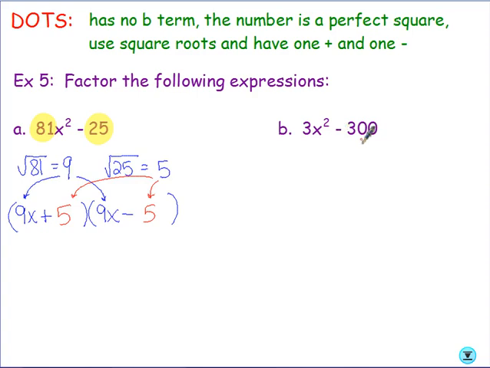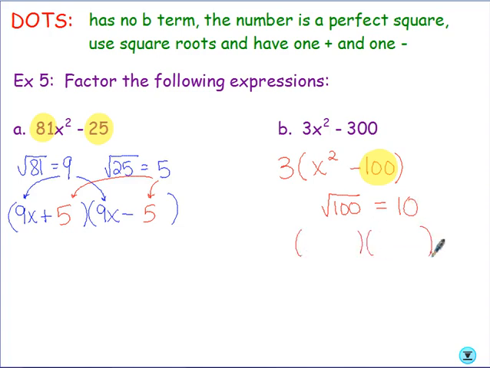3 and 300 can both be divided by 3. 3x squared divided by 3 is x squared. Negative 300 divided by 3 is negative 100. Now, let's take a look. We have a 100 left over. 100 is the only number that we have left. Let's see if that's a perfect square. What's the square root of 100, everybody? Is your calculator giving you a nicer number this time? Should be. It's 10. This is a DOTS problem.